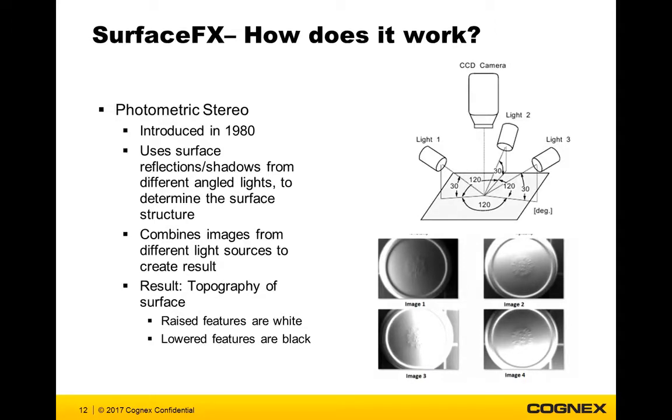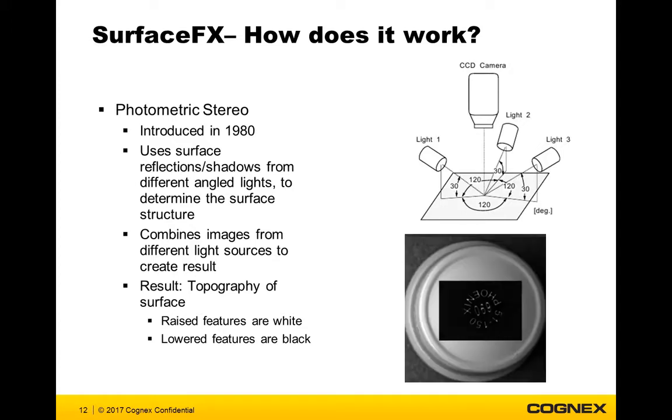And so once we get those 4 images, and as you can see I have 4 images down here on the bottom, we take those and combine them and send them to SurfaceFX, which runs that wonderful algorithm and really creates this wonderful topography of the surface. And as you can see, raised features are white, and features that are below the surface are going to wind up black. But it really just brings forth those features for you so you can run your tools on this image after the fact.